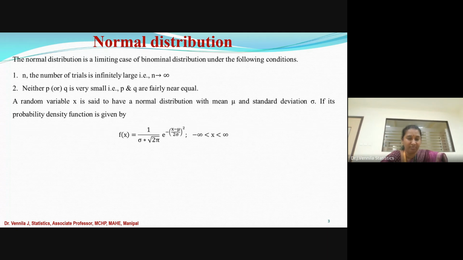Before going to the normal distribution, did you study the probability concept? What is meant by probability? Okay, probability means getting a chance. For example, if you are tossing a coin and we get head or tail, it is called a chance.